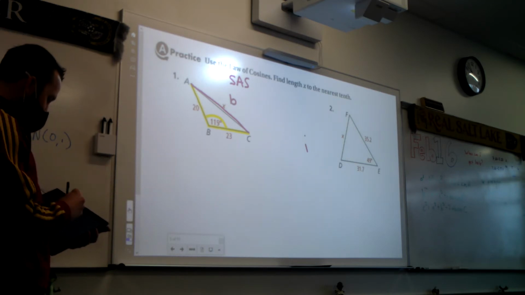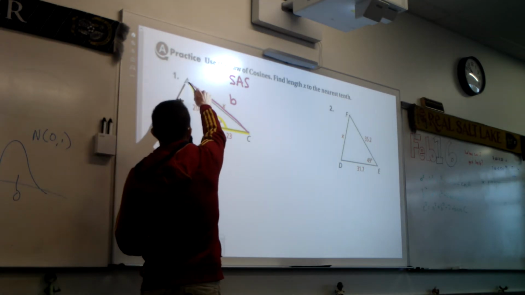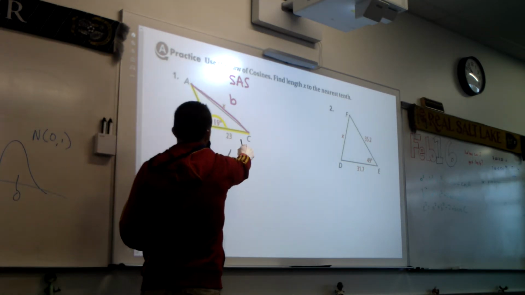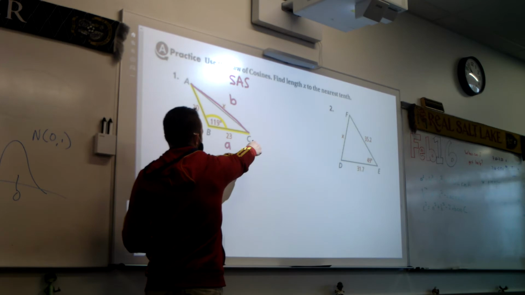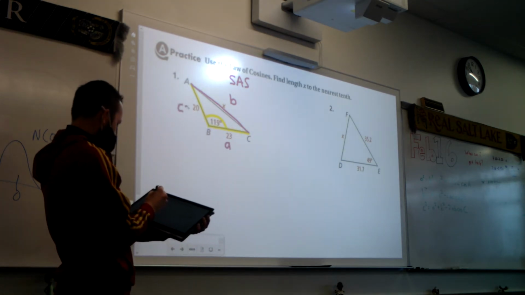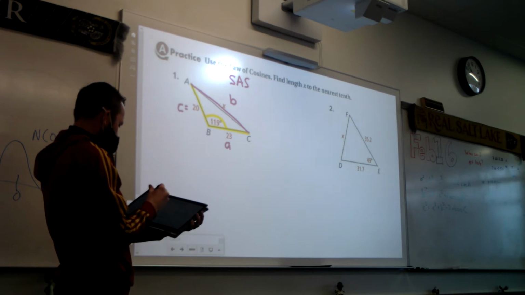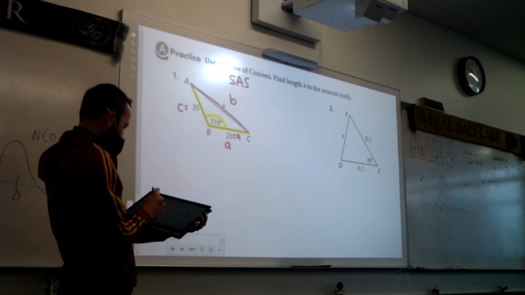Good job. So one of the first things you need to realize is that if angle A is right here, then this is side A across from it. So A is 23. If this is angle C here, then across from it is going to be side C. So C is 20. And what that tells us is that we are trying to solve for B.